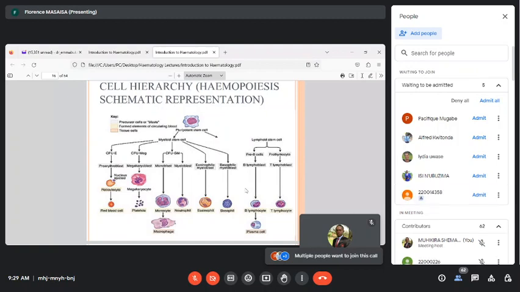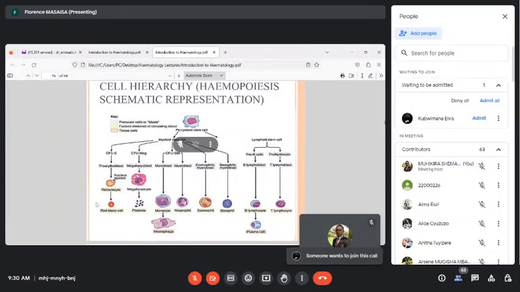At the beginning we have pluripotent stem cells, which have pluripotent capacity, meaning they are able to produce all hematopoietic cells, including myeloid cells and lymphoid cells. When I say myeloid cells, it means all the blood cells except the lymphocyte. On the side of the myeloid cells, we have the colony-forming unit of erythrocyte, which will produce mature red cells.